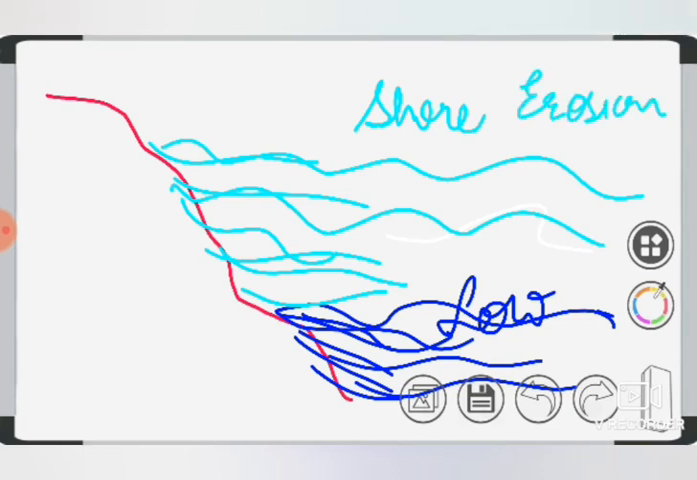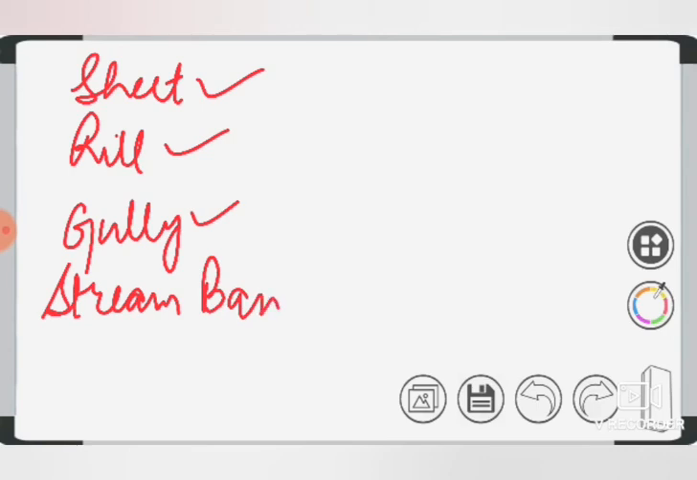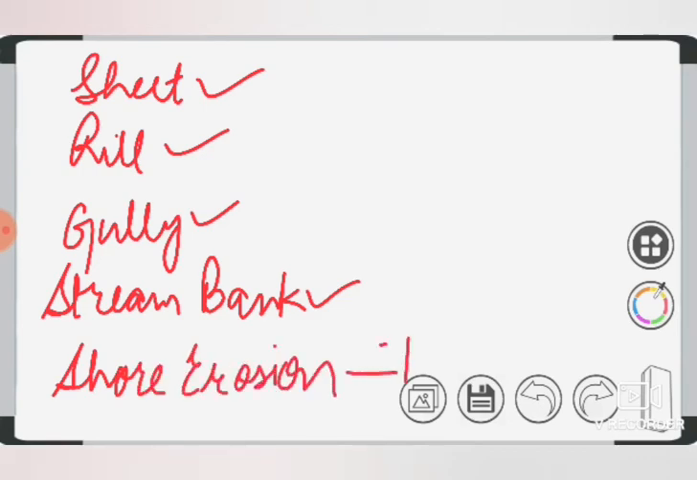So we have discussed sheet erosion. Sheet erosion is done. Rill erosion we have done. Then comes gully erosion, we have discussed. Then comes stream bank erosion, done. Then next one I have told you, that is shore erosion. This is due to the tides. Then comes wind erosion.